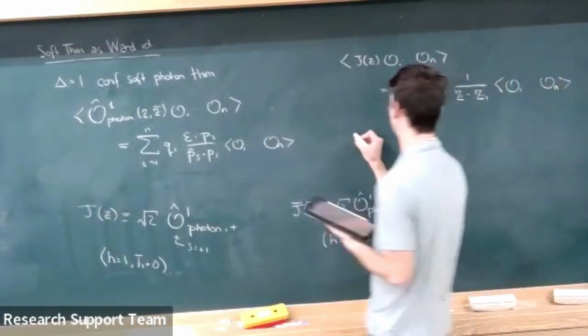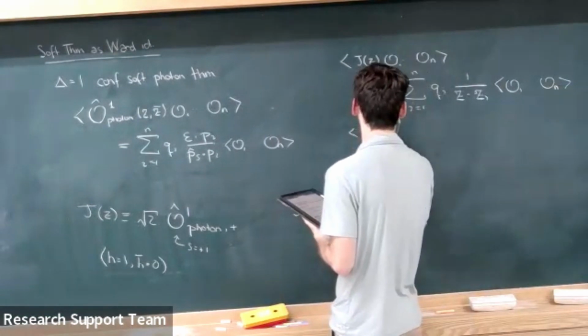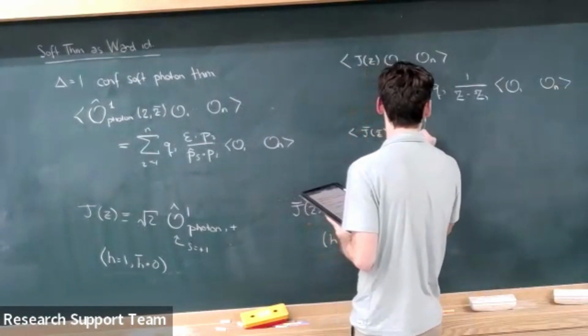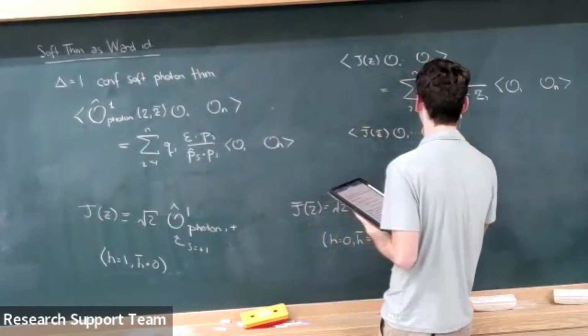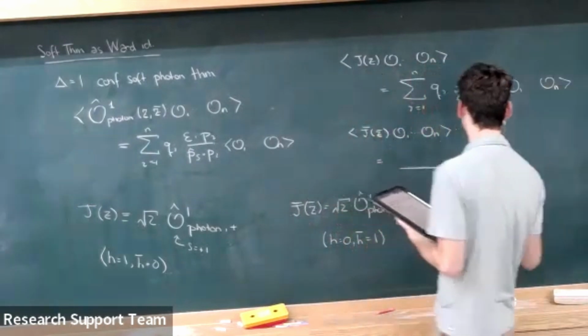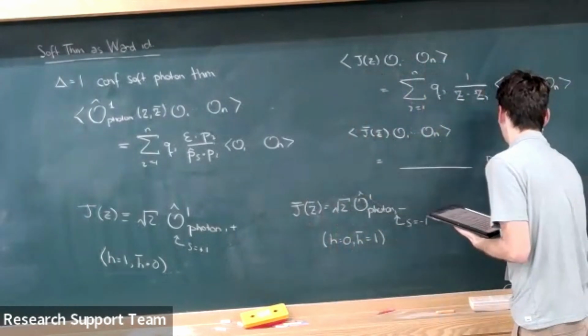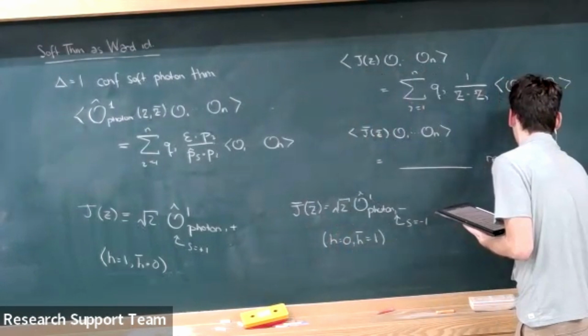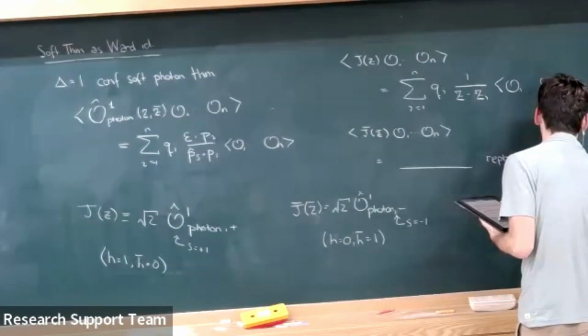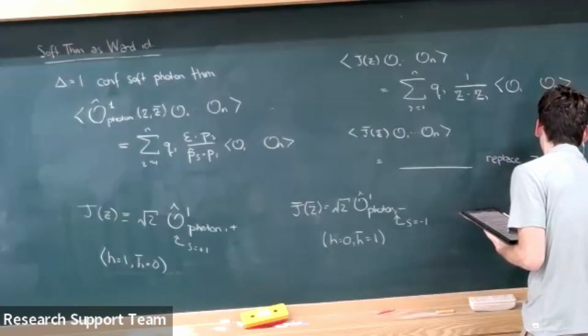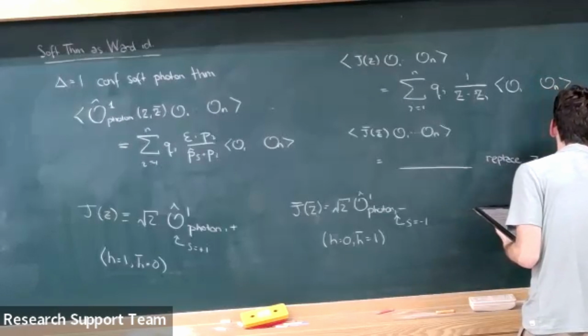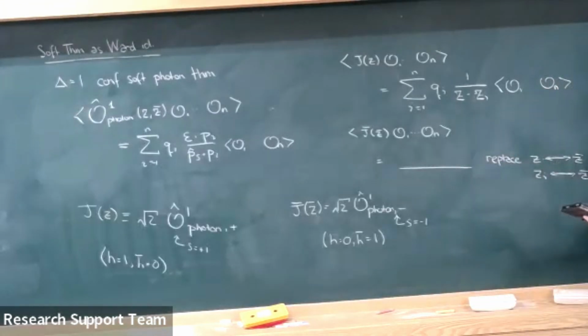And similarly, for J bar, when you insert this into a celestial amplitude, you just get the same thing, but replace z with z bar and z_i with z bar_i. So it's totally the same structure. And the upshot here is that the conformally soft photon theorems are U(1) currents in the celestial CFT.